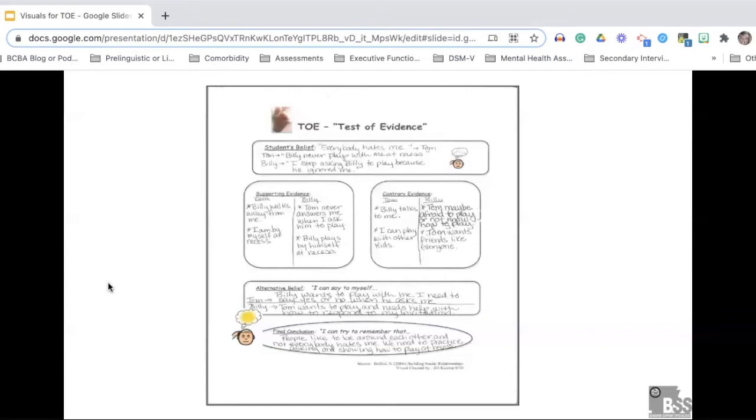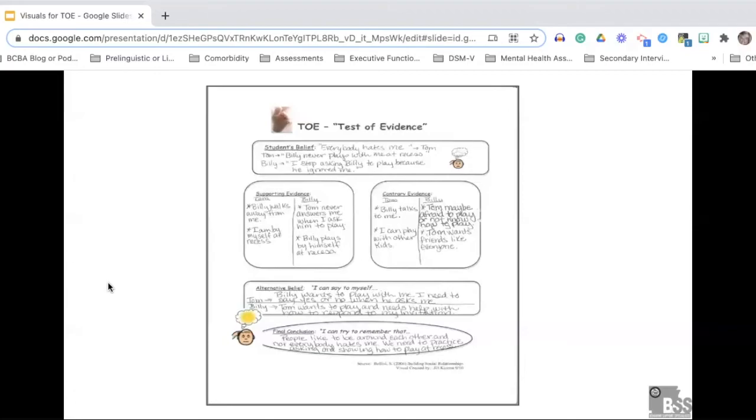Billy uses the statements that Tom never answers him when he asks him to play. So he bases that off of what he sees and hears. And he also bases it off of something he sees occur, where Tom often plays by himself at recess.